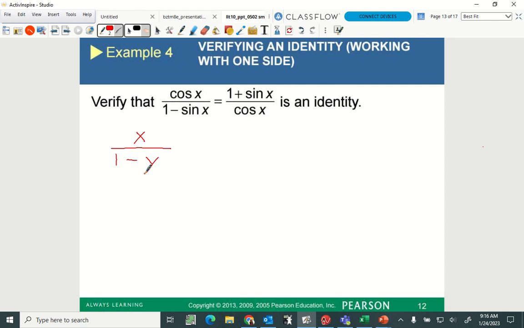And now I've got to do the same thing on the right. So the right side is going to be 1 plus Y. Okay, it's 1 plus what? Y.